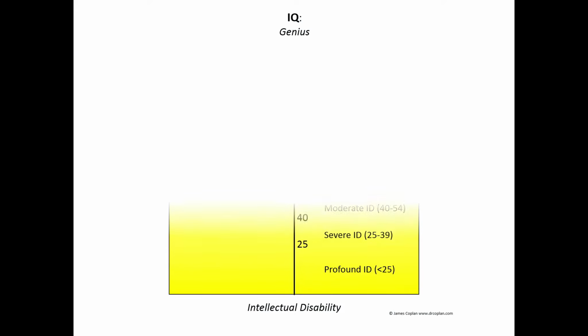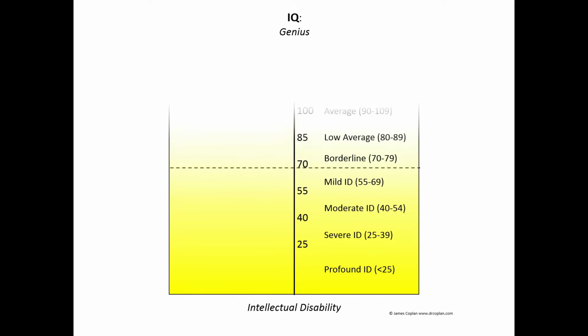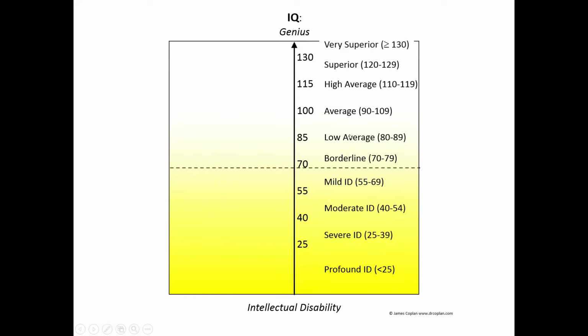So here we have the range of IQ, as we just got through pointing out. Average would be 100 plus or minus 15 points. Borderline is 85 down to 70, or some people would say 80 down to 70. There's a little ambiguity there. Mild intellectual disability is 55 to 69, and then so forth. So we have this IQ scale, if you will.